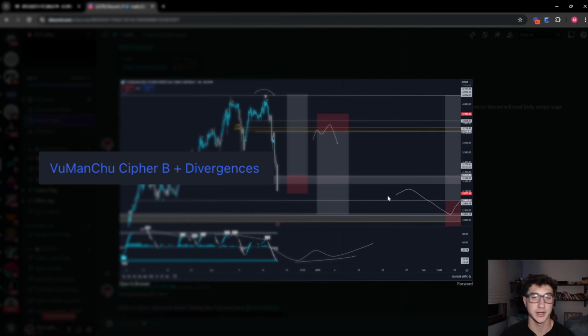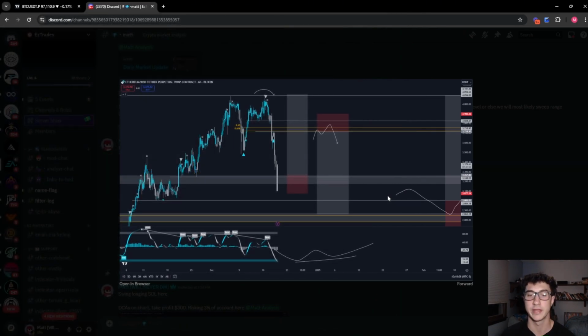There is a free alternative though. If you look up Wu Manchu Cypher B on TradingView, you can get pretty much the same thing for free. The only difference is that I'm not a fan of the lagging divergences.